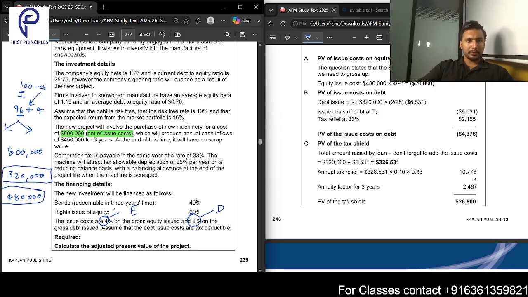Along with that, what have they told? Assume that the debt is risk-free. This year they've told the debt is risk-free. So I've raised the debt at a risk-free rate.